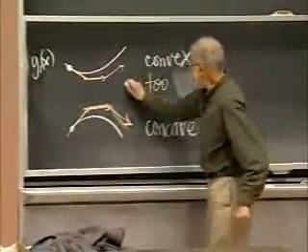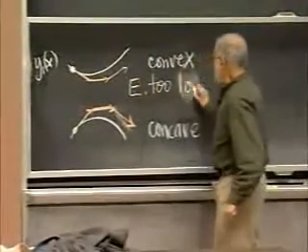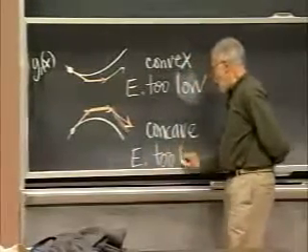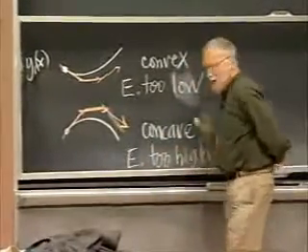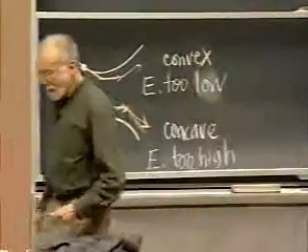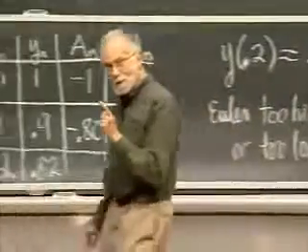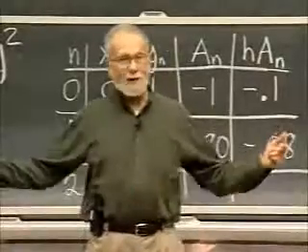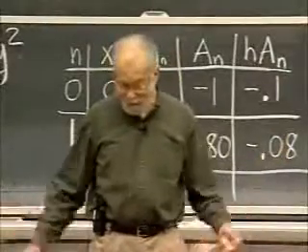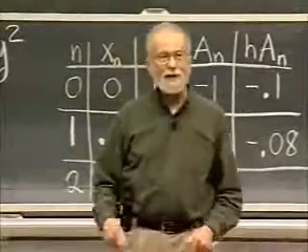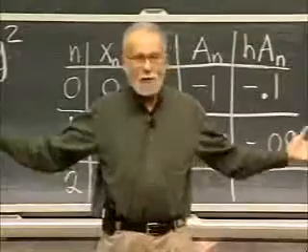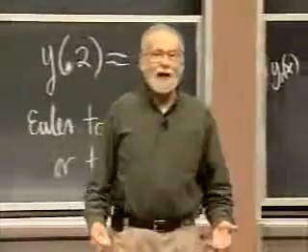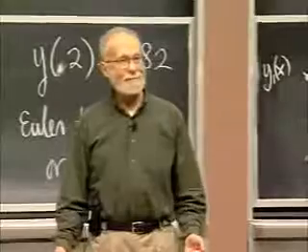Let's put E for Euler. How about that? If the curve is convex, Euler is too low. If it's concave, then Euler is too high. Okay, that's great. There's just one little problem left. Namely, if we don't have a formula for the solution, and we don't have a computer that's busy drawing the picture for us, in which case we wouldn't need any of this anyway, how are we supposed to tell if it's convex or concave?